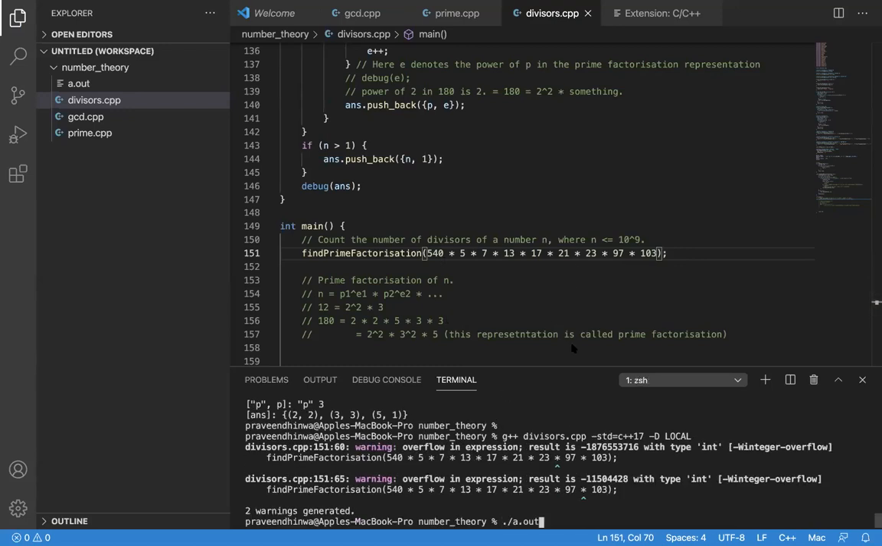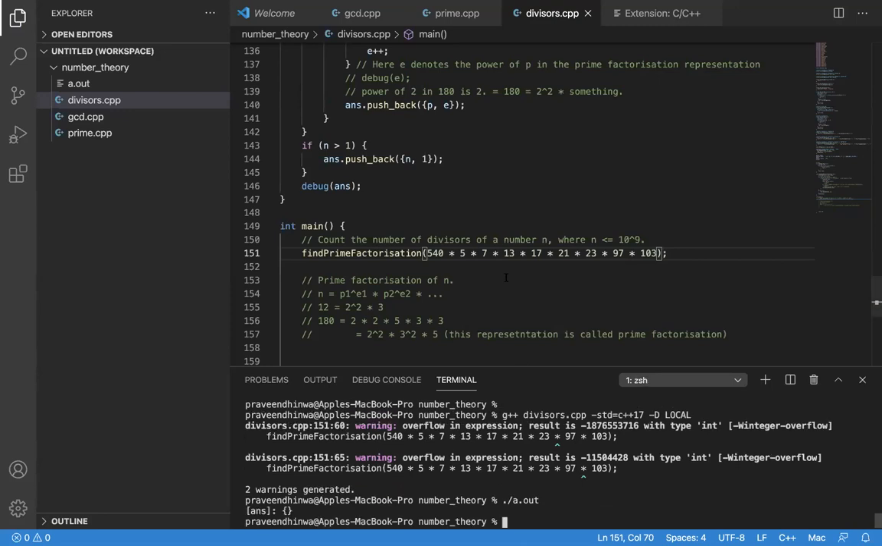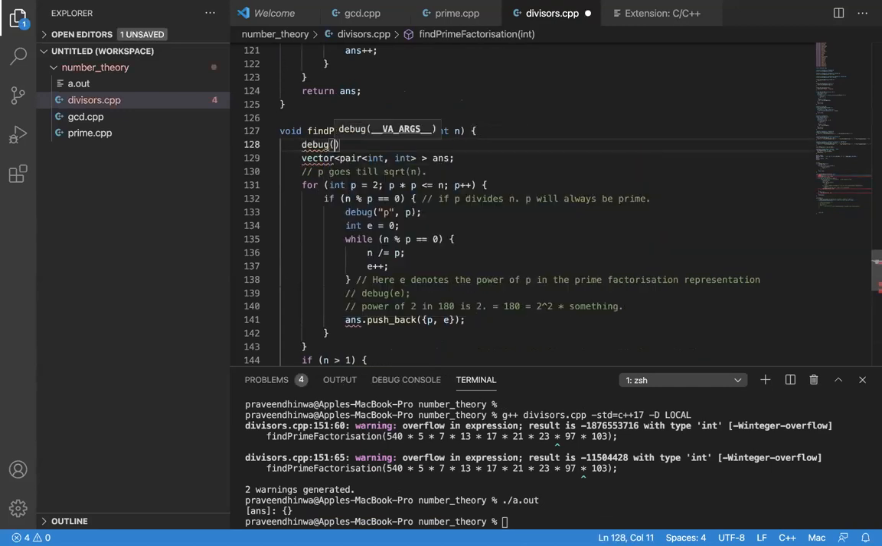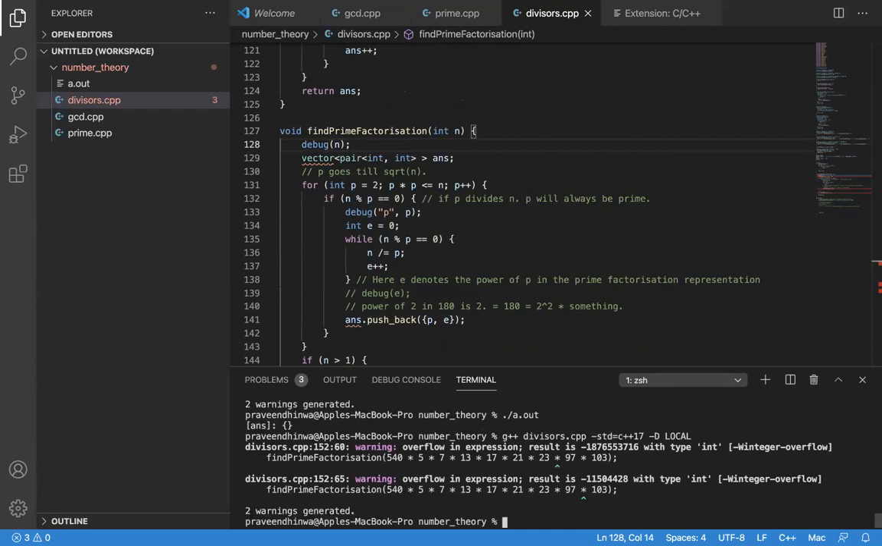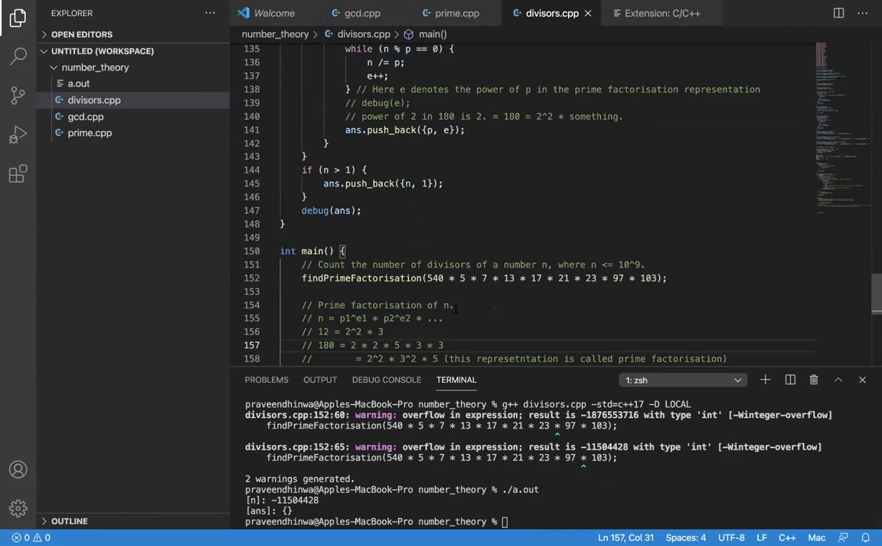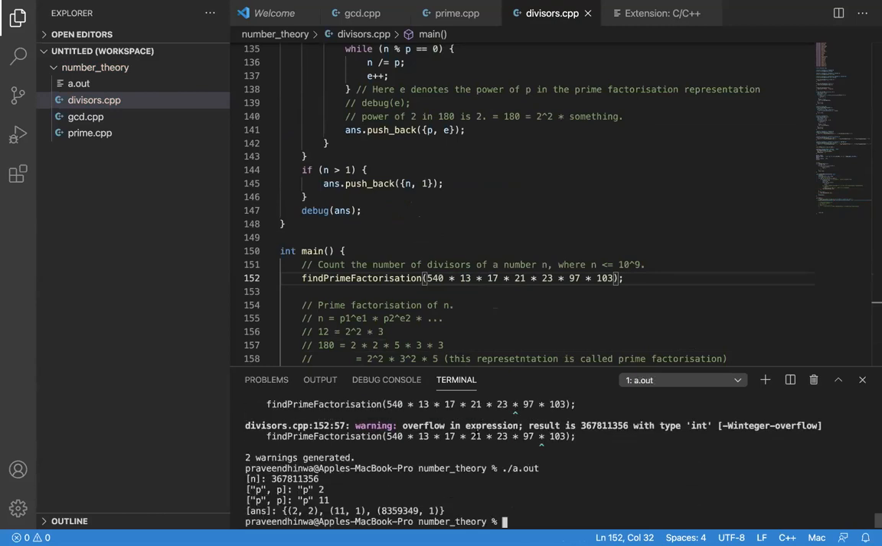I just hope that it's not very large. If it is very large, then it will be a problem. I think it probably becomes outside the limit of integer. Let's see how large this is. Yeah, it becomes outside the limit of integer. So let's remove something from it. Let's see whether this fits in integer. Yeah, this fits in integer.